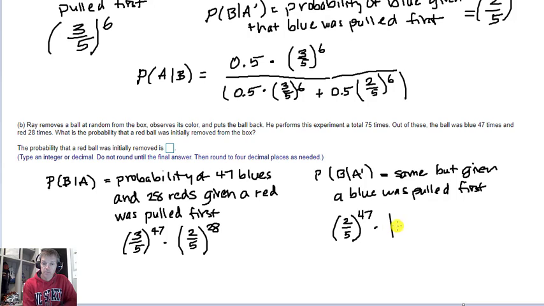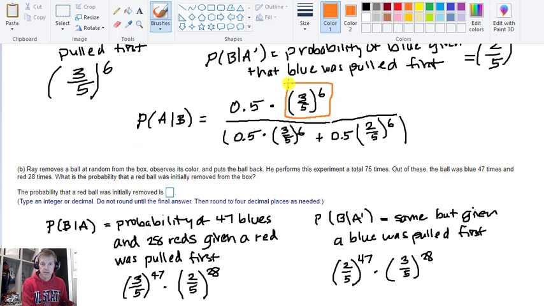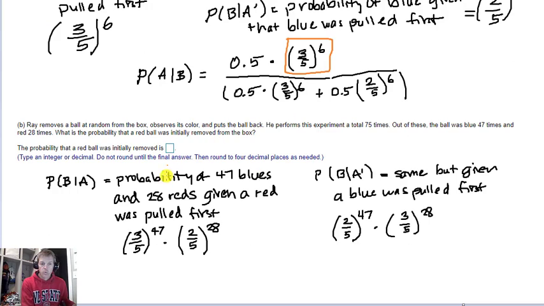And the probability of a red at that point now, that's 3 out of 5, and that's going to be to the 28. So all of that goes where right here we had 3/5 to the 6th. We're going to put all of this stuff right here. So our probability of B given A is now all of this stuff. And our probability of B given not A was just 2/5 to the 6th before, and now that's going to be all of this stuff.